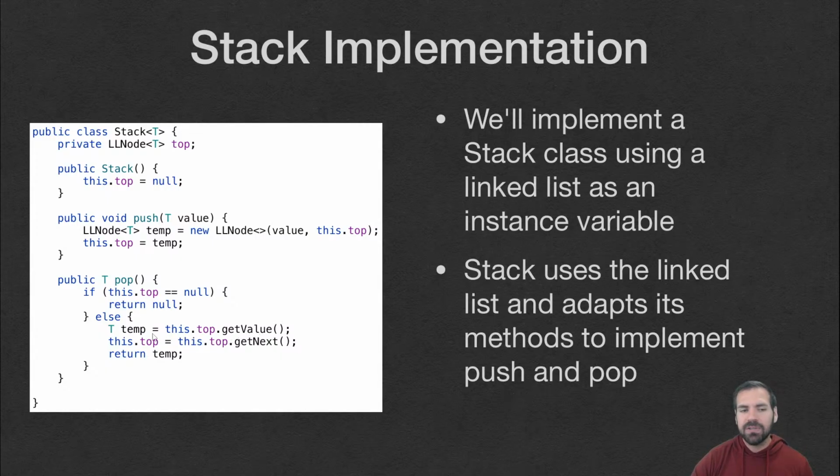So we're going to grab its value, put it in some temporary variable so we can return it, and then update the top of the stack. This.top is updated to the top's next. We're effectively deleting the first node in the linked list, or popping that node off of the stack.